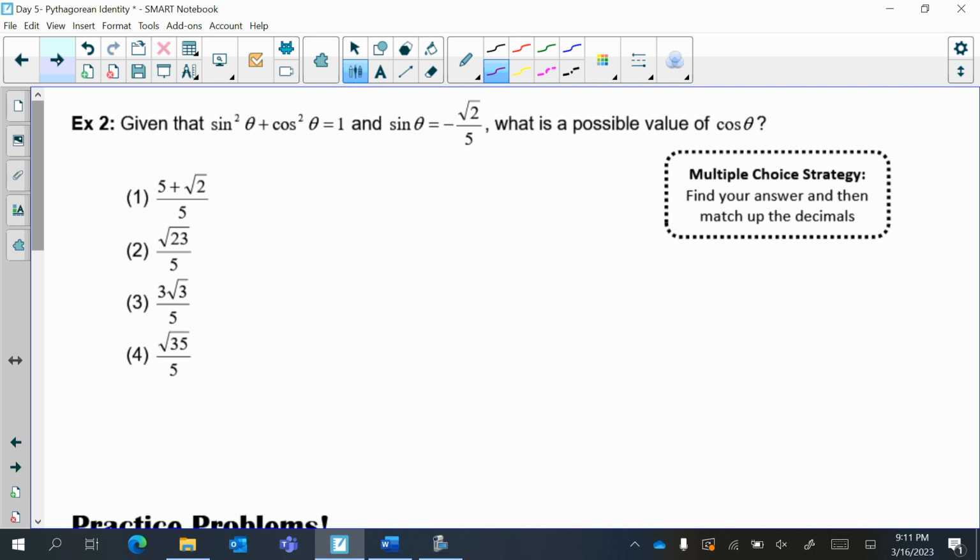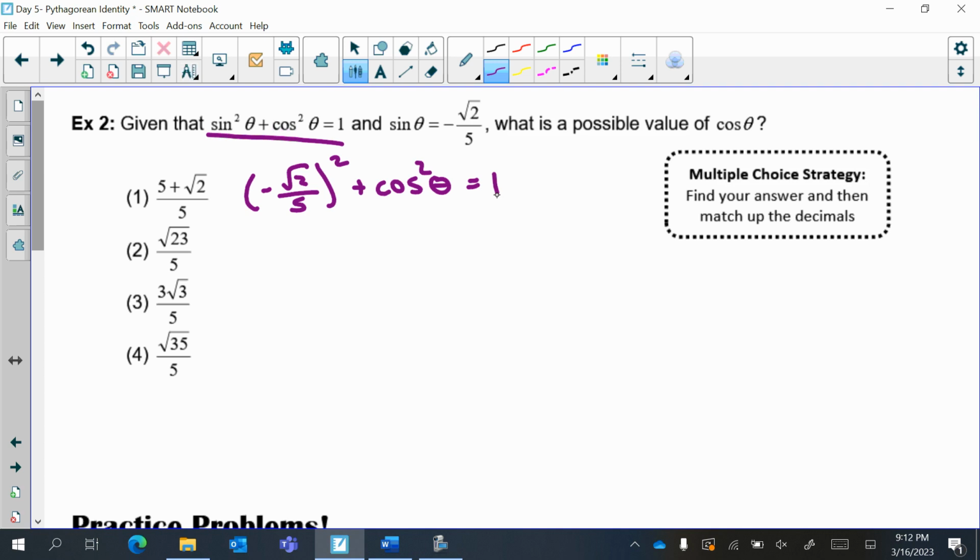So we have sine squared theta plus cosine squared theta equals 1. And they're telling me what sine is, so I'm going to input sine. Sine is negative square root of 2 over 5 squared, because it's not sine, it's sine squared, so you have to square it. Plus cosine squared theta equals 1. Now, you really don't need your calculator for this.